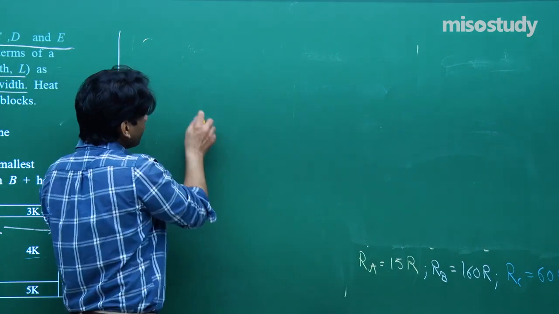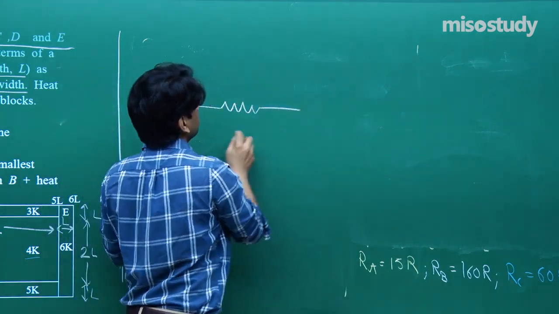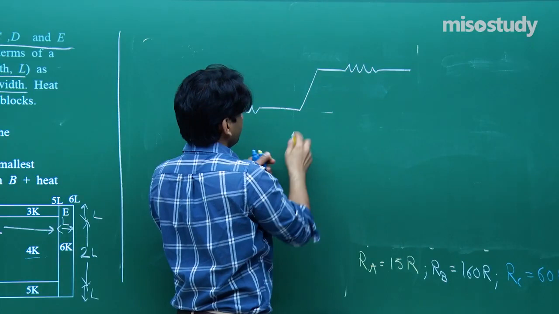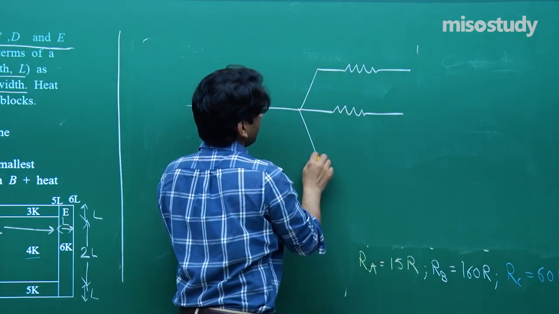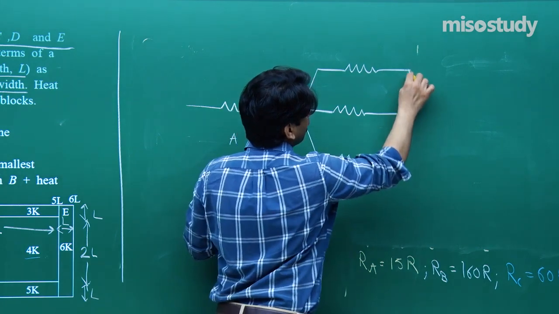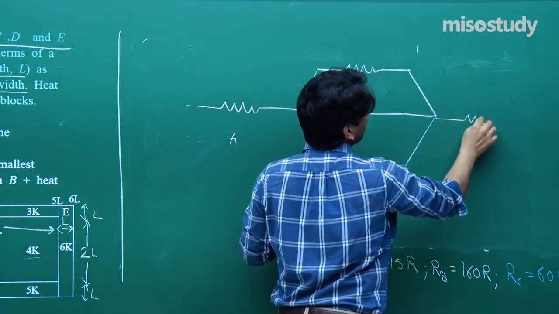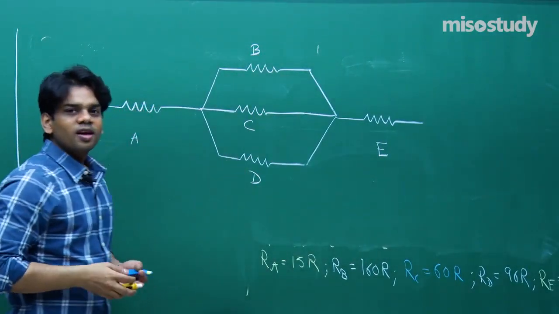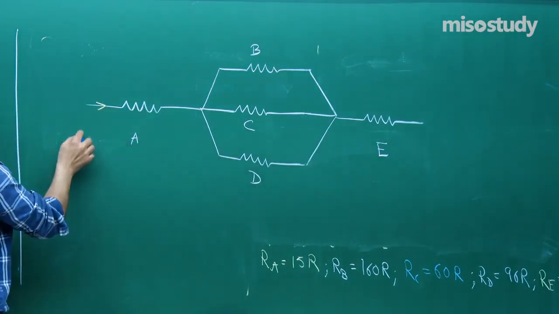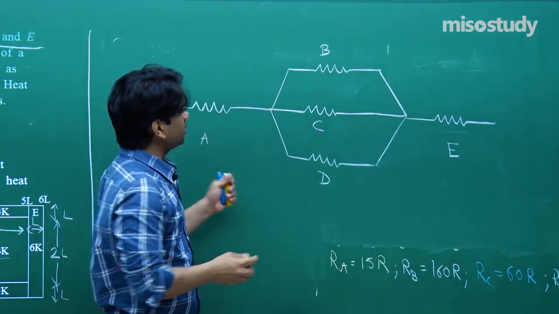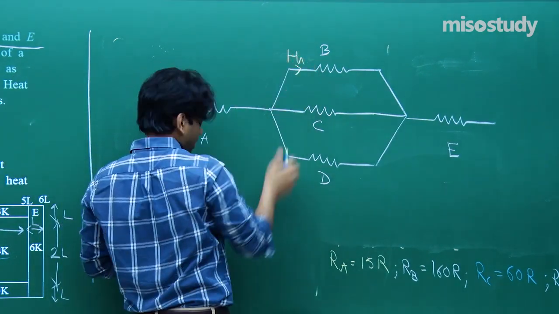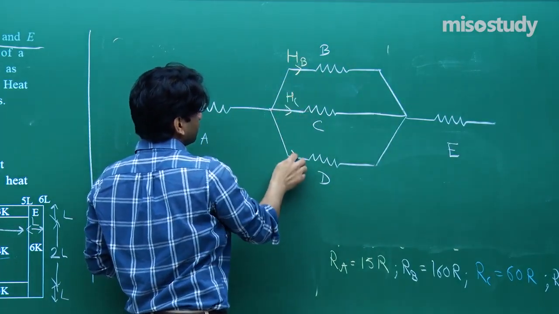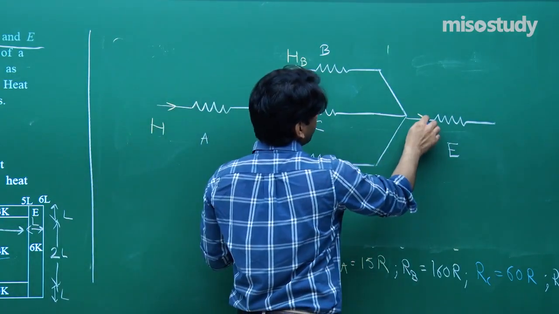Now the diagram will be, if I draw in terms of resistance, this is for A, and then we have here B, then we have the C, and then we have D. This is how an equivalent diagram we can draw, and this is for E. So let me mark here B, C, D and E. Let's say the heat current that has flown through A, that is H, will distribute in B, C, D. Let's say this is HB, this is HC and this is HD, and here again it will be H.